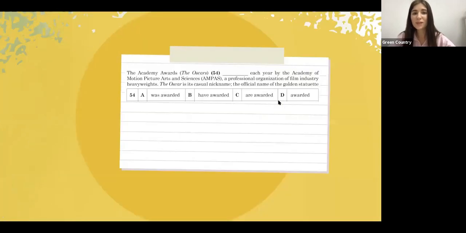Let's deal with them. The Academy Awards, the Oscars, each year. Again, grammar, which tense would you use here? And remember, here we have the word by that indicates passive voice. Yeah, you're right. Are awarded by someone. We cannot use the word awarded alone because it's not passive voice. In passive voice, we need to use the verb to be in different forms, am, is, are, or was, were if you talk about past, and then the verb in the third form. So remember and have a look carefully at the prepositions after the gap.